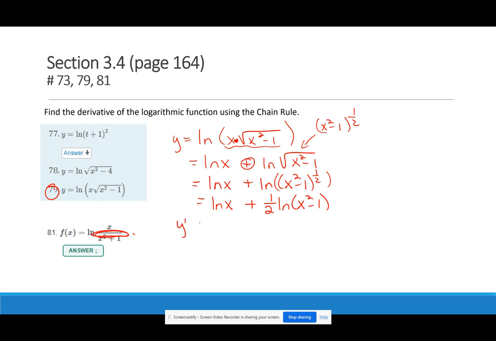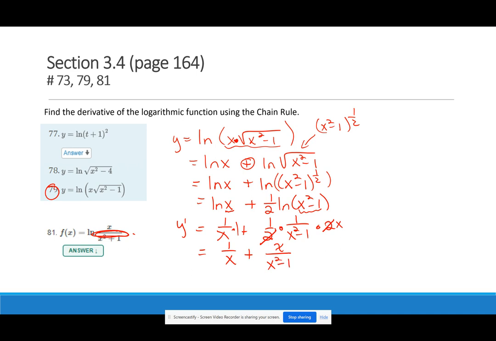So y prime would equal 1 over x plus, bring down the constant, 1/2 times 1 over x squared minus 1. But this one, I would need to do the derivative of the inside, which would be 2x. Over here, the derivative of the inside would have just been 1. So one form of the answer might be just 1 over x plus, and then when I clean this up, this 1/2 and this 2 would become 1, and I would just have x over x squared minus 1.